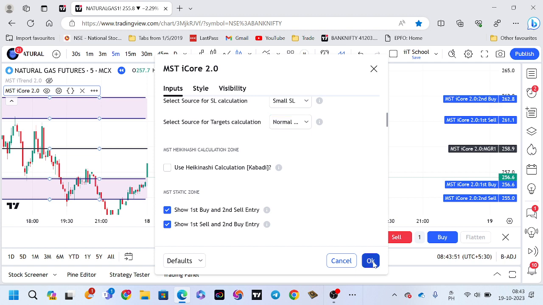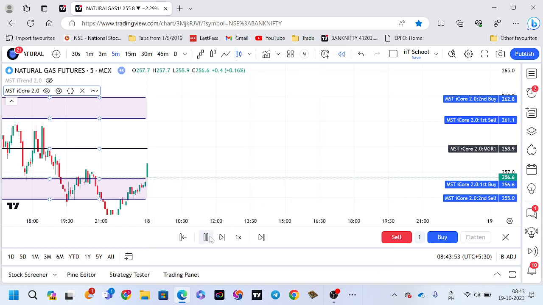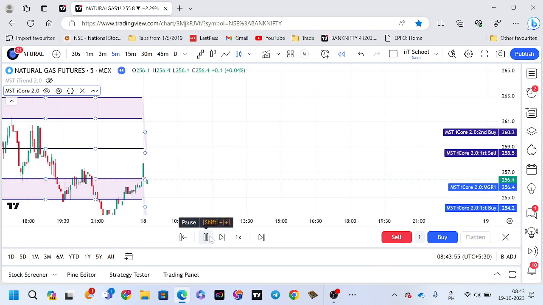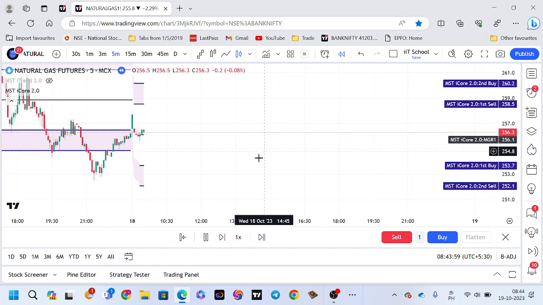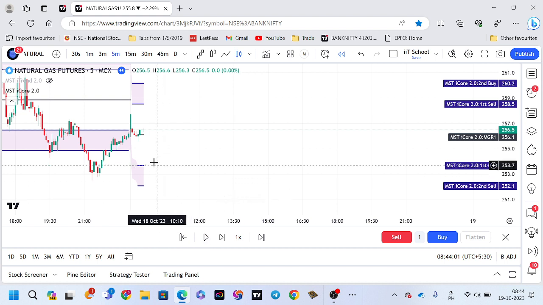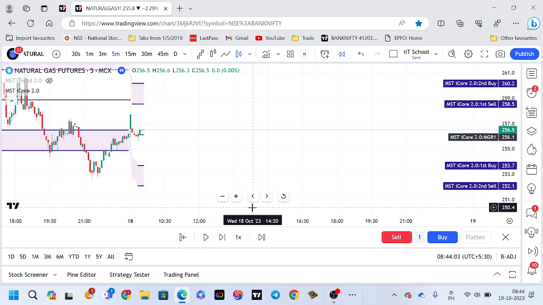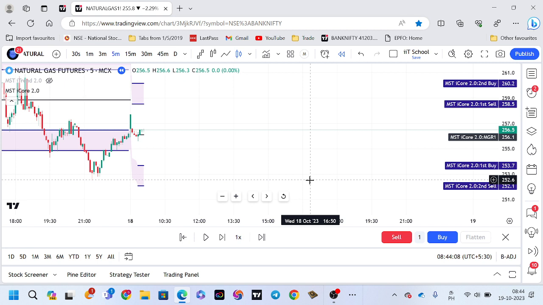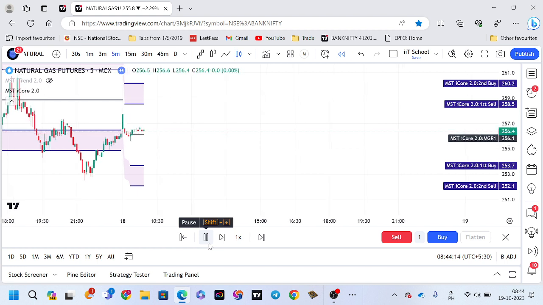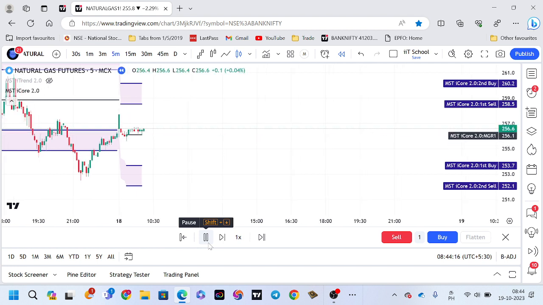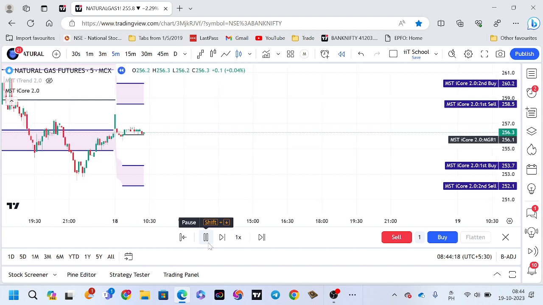Okay, now we are going to run the market. Now the market has just opened on 18th October 2023. Our buy entry and sell entry got formed. See here, bottom side we have a line at 253.7 and top side 258.5. Whichever side it goes, that side we have to trade. If sell activated, there is no buy. If buy activated, there is no sell until SL hit. If buy side SL hit, go for second sell. If sell side SL hit, go for second buy.